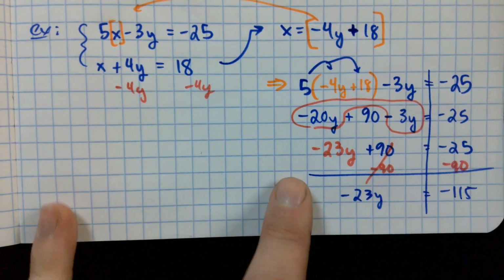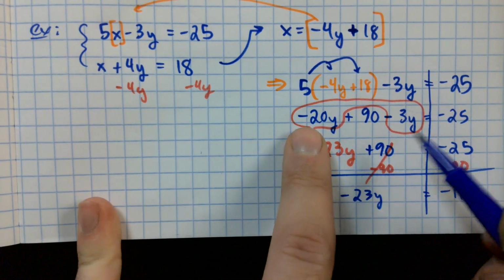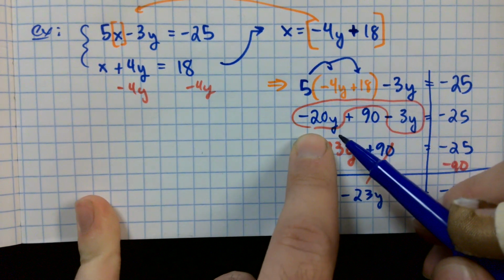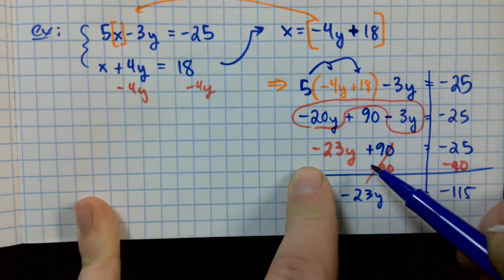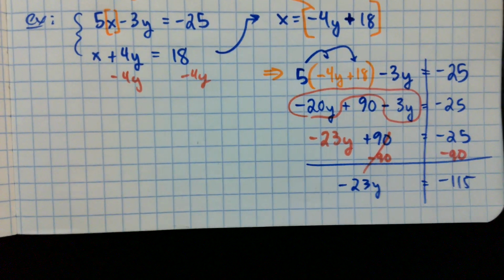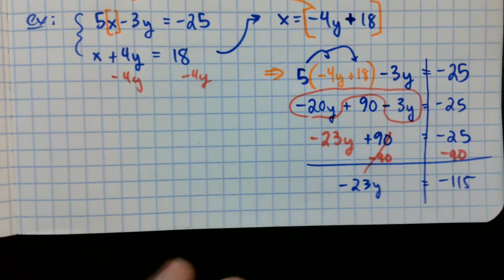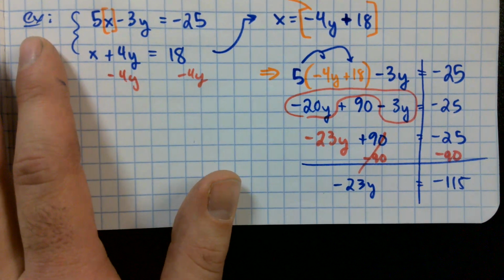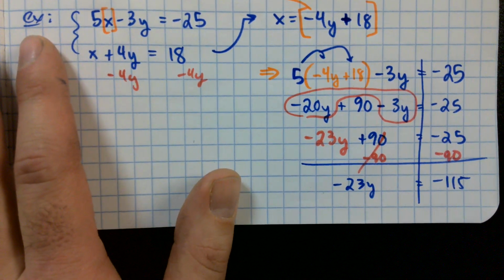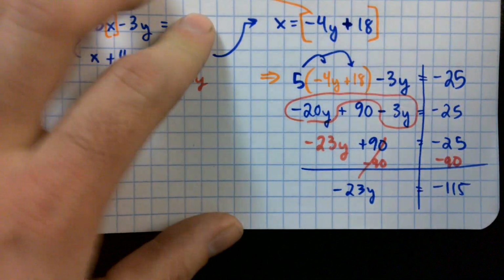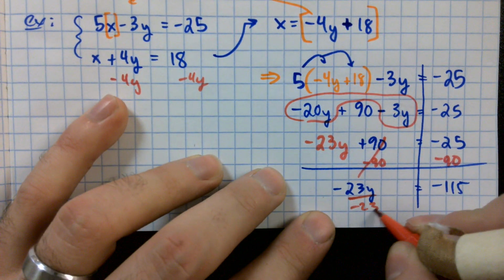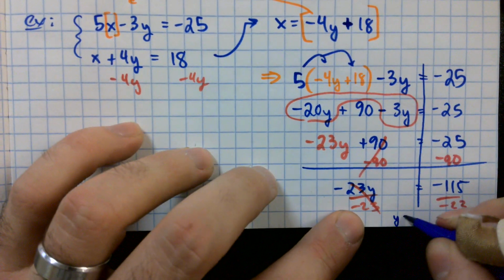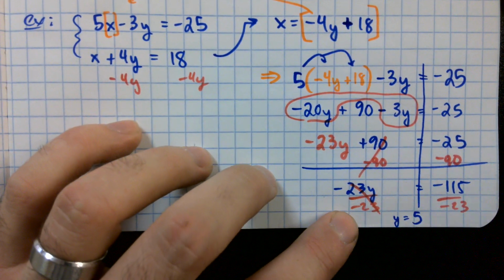How'd I get that? Right here? Because we distributed and got negative 20 and then combined it with the negative 3 that was already there. This is going to work out nicely. How many times does 23 go into 115? 5 times, even. So if I divide by negative 23, I'm left with y equals 5.